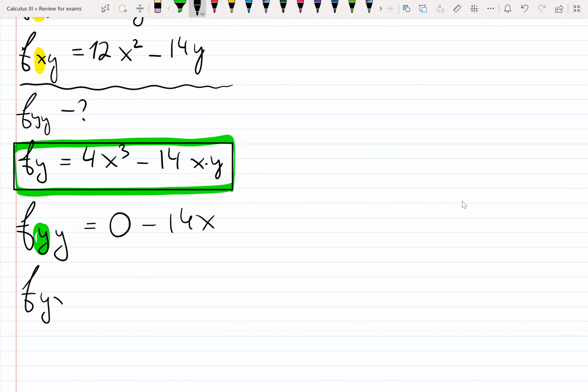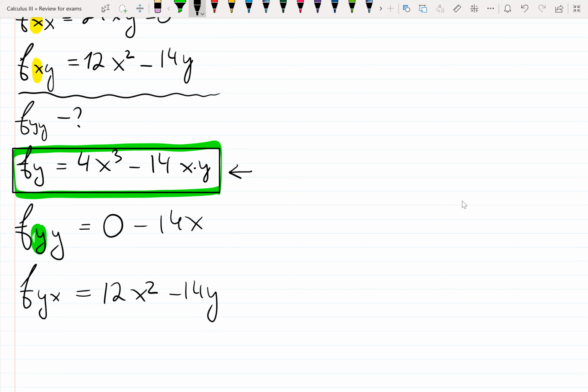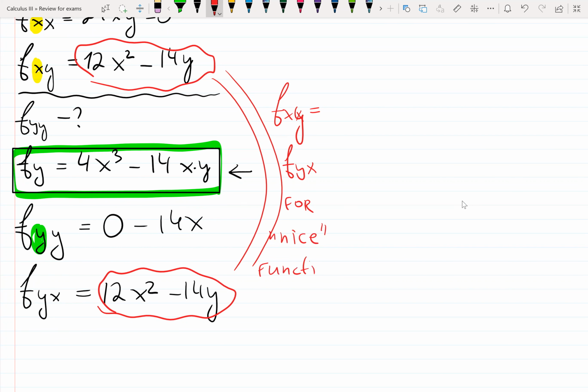If I want to take the derivative yx, where should I look? I should look at the same place, but now x is the variable. It will be 12x squared minus 14y. And as you remember, for nice functions, for good functions, and in this class we only work with these two, they should be the same. xy matches with yx for nice functions. And the definition of nice comes in the upper level classes. Smooth, continuous, with no holes, connected, those things you will learn later. Derivatives exist. That's actually the most important one.